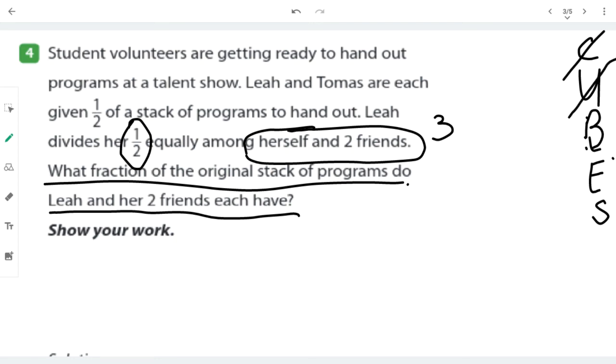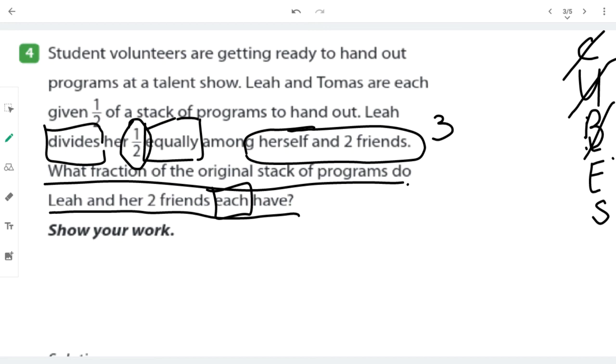Let's box some math action words. Leah divides, they just gave that one away, didn't they? Equally, let's do that properly. Divides equally, and each. They're definitely dividing for this. There are so many division words.